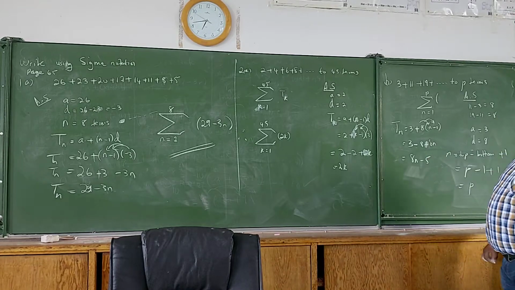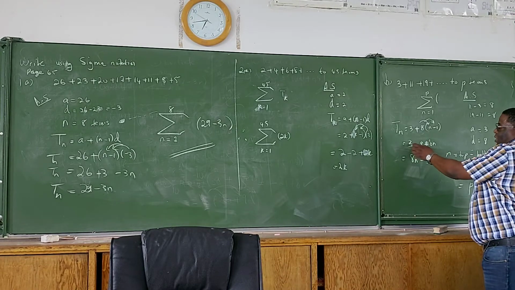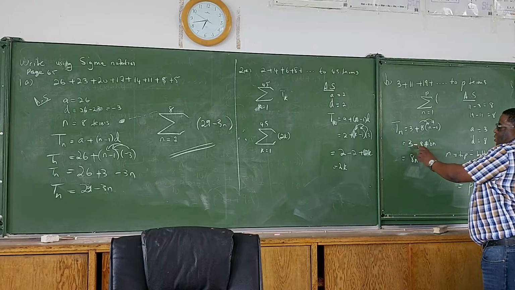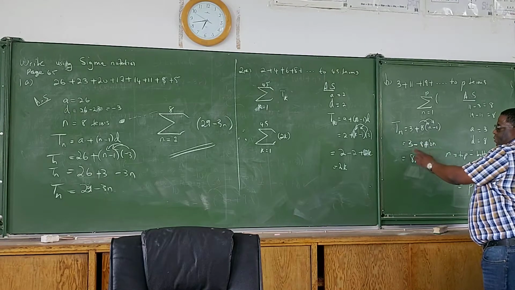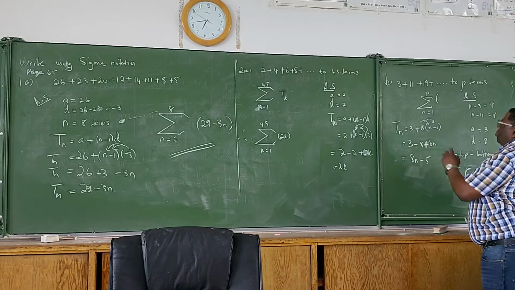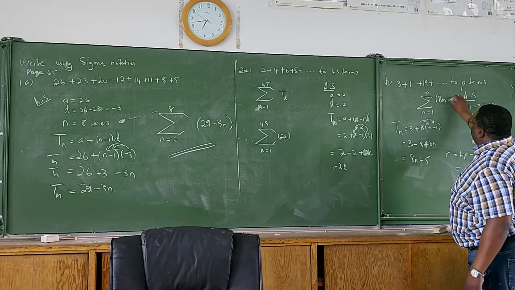So this one is still the same, it's just here. 3 minus 8. 3 minus 8 is what? 3 minus 8 is negative 5.